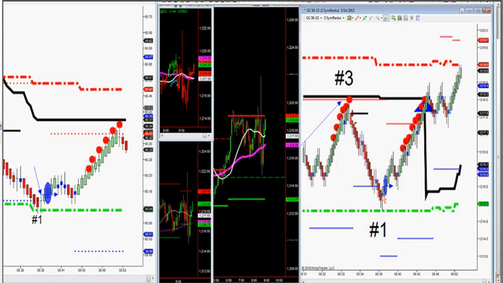Remember, use your spinning top as your pull-in bar. Right there it is. Spinning top, there's your high. You've got to close above that high of that spinning top. And there's your pull-in bar right there.